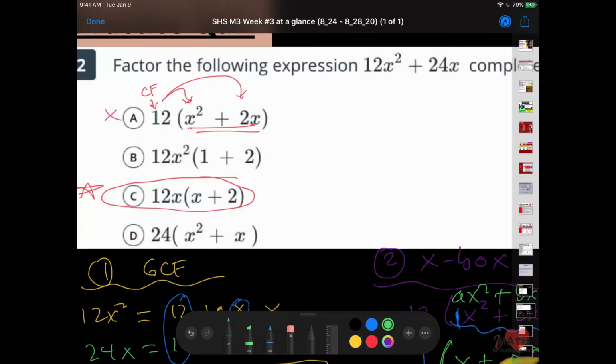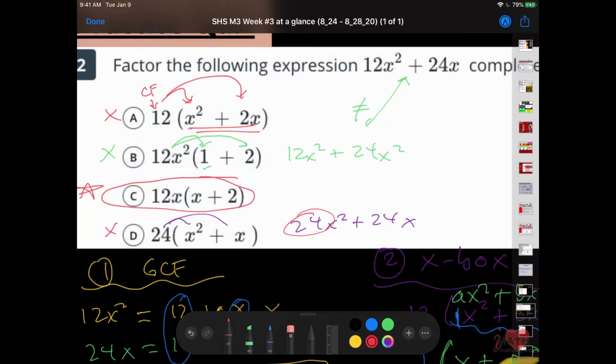Okay, why is B wrong? If you distribute this, you would get 12x squared is correct, but then if you distribute or multiply, you get 24x squared. And does that match this one? They are not equal, so that is wrong. And let's look at this one, same thing. You can't pull out a 24. Again, if you distribute, you would get 24x squared plus 24x, and this doesn't look like the original, so D is wrong.